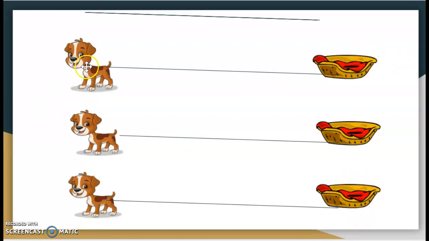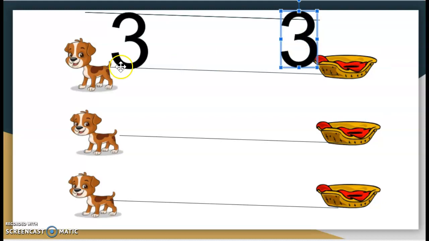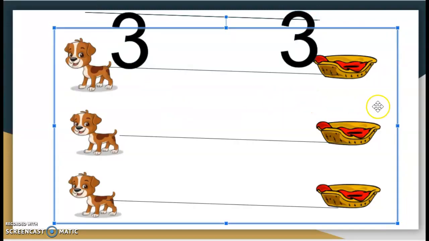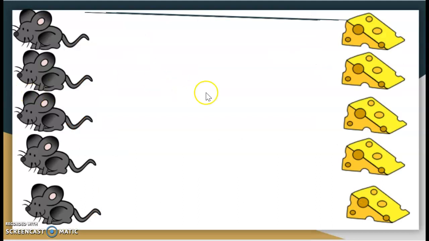If I look at the numbers, there's 1, 2, 3 puppies, and there's 1, 2, 3 dog beds. So we see that there's 3 dog beds and 3 puppies, so those numbers are equal. In our assignment, if we see that there is something equal, then we are going to draw a box around those objects. So I box them because 3 equals 3. Let's go on to the next problem.